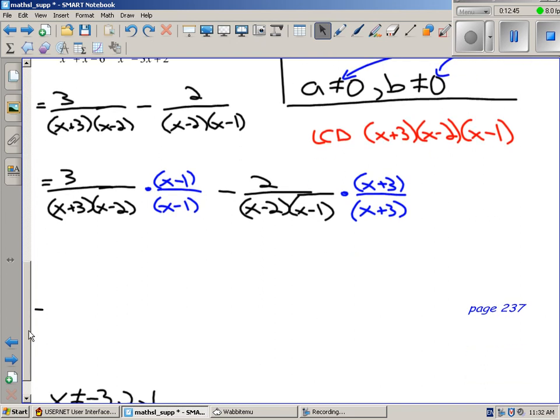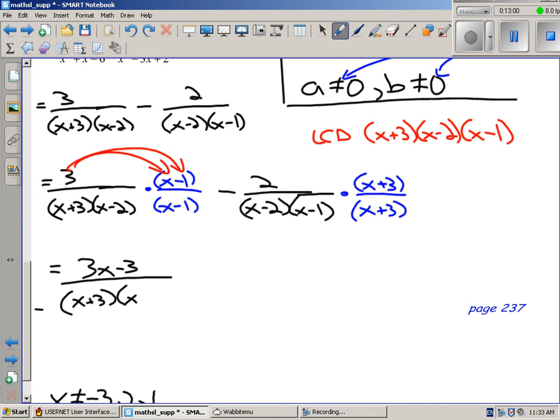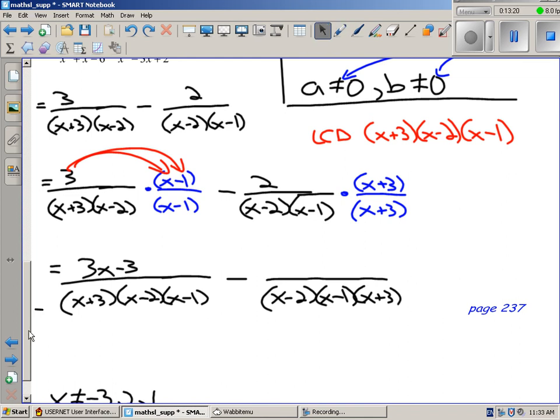Now we're ready to multiply our numerators, and our denominators for that matter. So I'm going to have 3 times x, 3 times negative 1. That gives me 3x minus 3 on top, and an x plus 3, x minus 2, and x minus 1. If you really want to, you can expand the bottom, but there's no reason to do so. It'll just take a lot of time and will not be of any use to you. In the next one we'd have 2 times x, 2 times 3. So 2x plus 6.